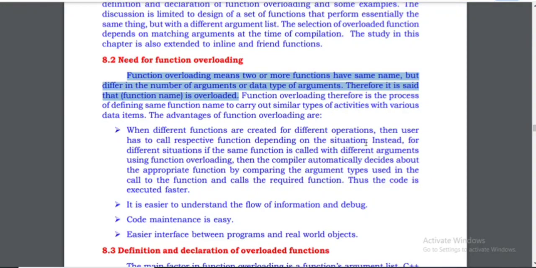So when two or more functions have the same name, but they differ in the number of arguments. Okay? So int a comma int b, int c, those are all the number of arguments. Is there one argument or two arguments, we have to keep that in mind. And data type, whether it belongs to integer data type, character data type, like that.